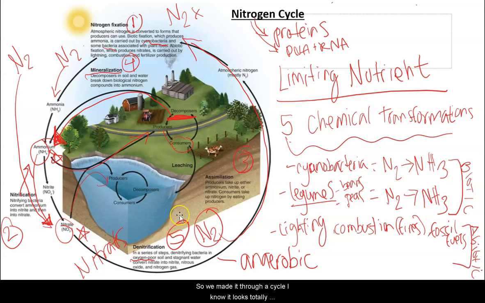So we've made it through our cycle. I know it looks totally crazy, so rewind if you need to. You're free to ask questions once you get into class. I know it's a very intense cycle, but it's really important for our environment. So the nitrogen cycle is a really delicate cycle, and having excess amounts of nitrogen isn't really a good thing in a lot of ecosystems. So it's a delicate cycle you don't really want to mess with, but we have messed with the cycle, and I'll get into that right now.